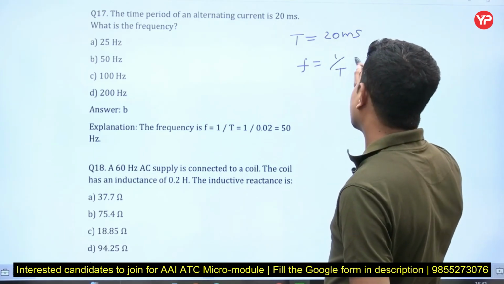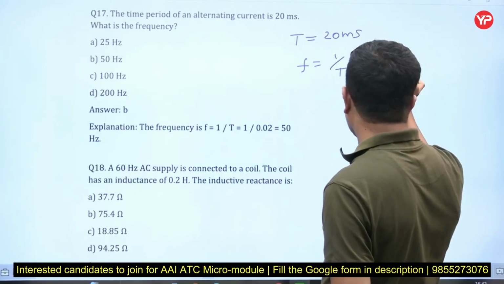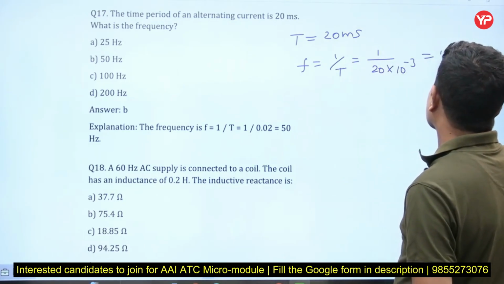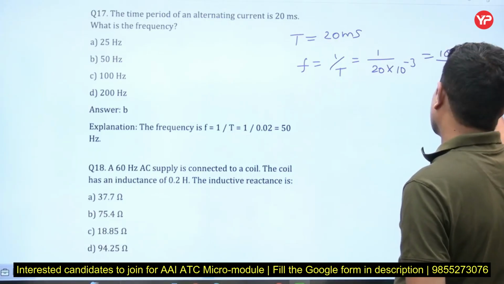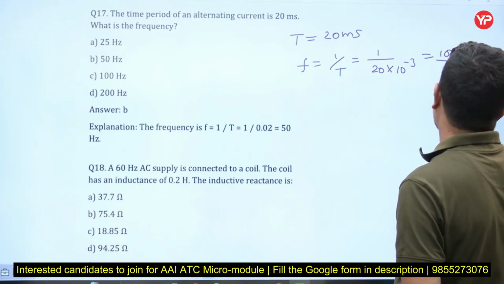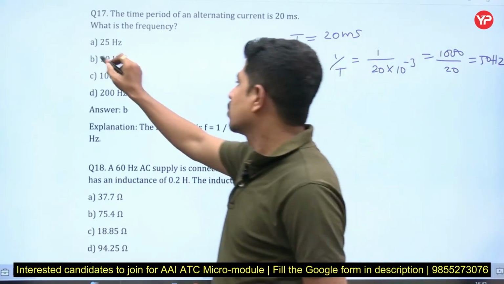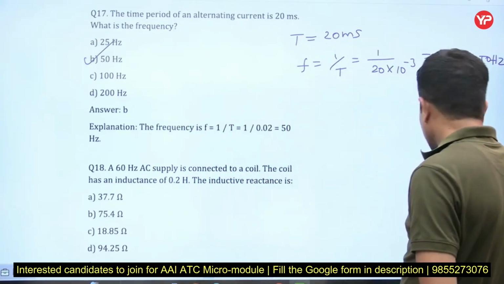F is equal to 1 by T, and 20 milli means 20 into 10 to the power of minus 3. 1000 divided by 20 is simply 50 hertz. So the option is 50 hertz, option B. Option B, right?